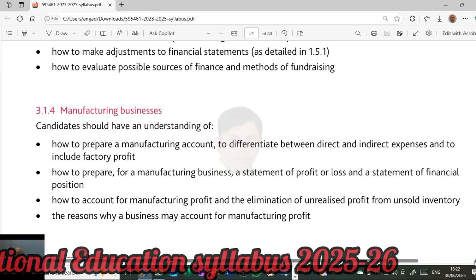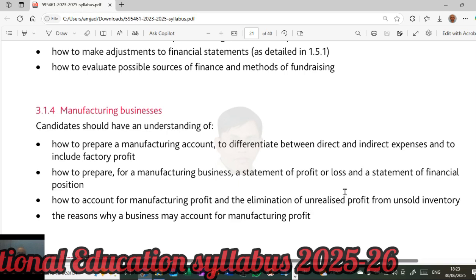So, dear friends, welcome. Now this is topic 3.1.4, part of 3.1, wherein we will learn all the problems related to manufacturing business. Candidates should have understanding of how to prepare manufacturing account, to differentiate between direct and indirect expenses and to include factory profit. So this is very crucial and very technical part, the calculation of factory profit and how to prepare for a manufacturing business a statement of profit or loss and a statement of financial position, how to account for manufacturing profit and elimination of unrealized profit.